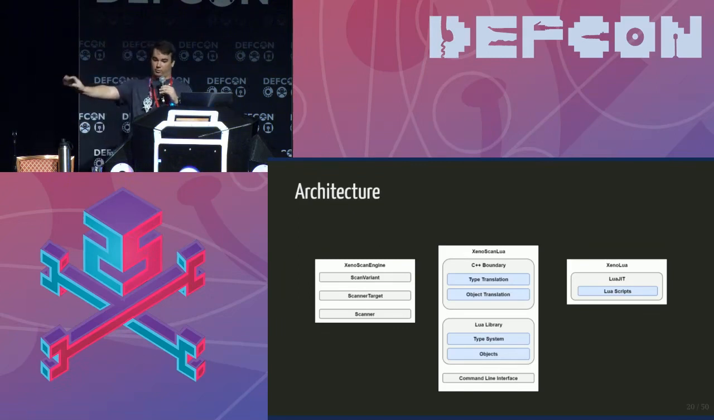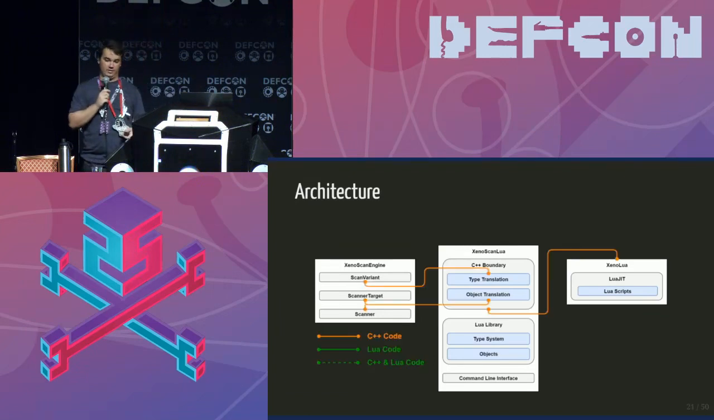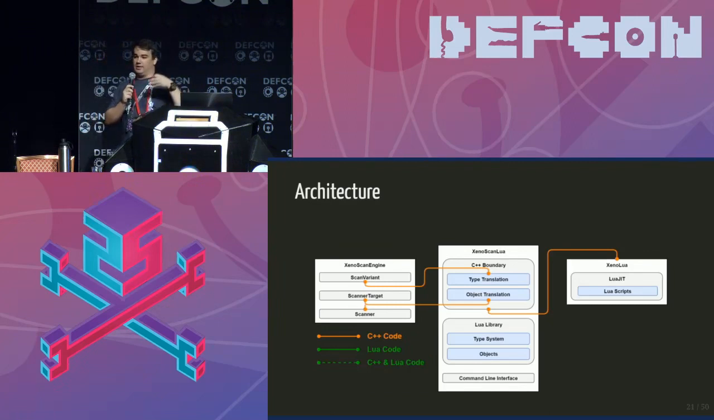Then the project all the way on the right, XenoLua, is just a wrapper around Lua. Lua's kind of old school, written in C, not really easy to use. So what I've done is write a wrapper that has a variant system and everything to make it easier to use. And then in the middle you have XenoScan Lua, which ties everything together. There's C++ code doing object translation of the scanner targets and the scanner, as you can see with the orange lines. And then there's type translation of the variants. And that C++ level translation then talks to XenoLua and exposes these objects and types to Lua.